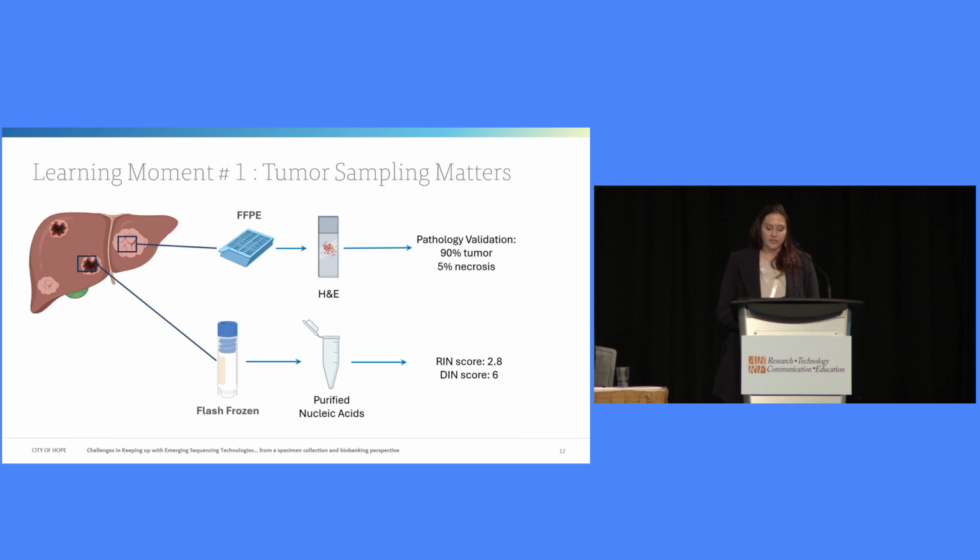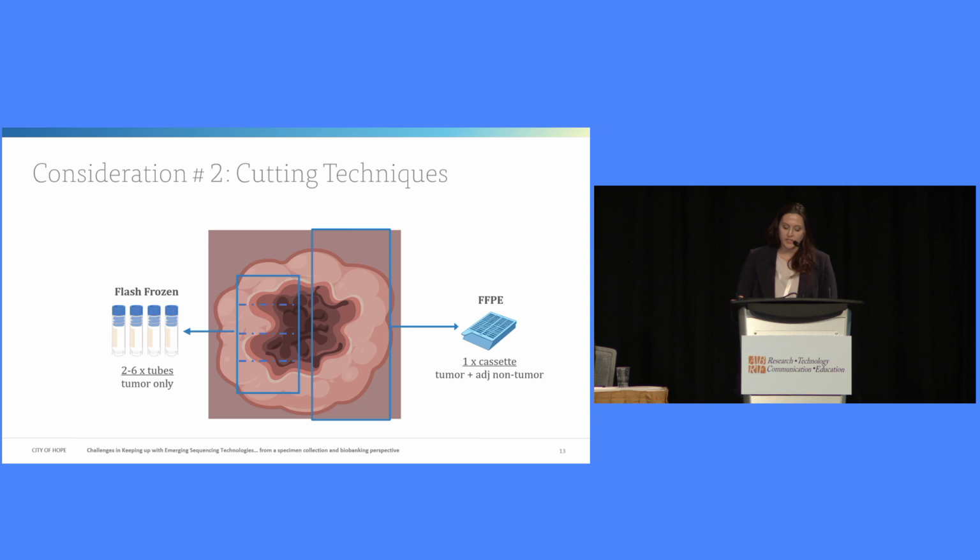So this experience led us to modify our collection logistics, and in consideration of this conundrum, our program has developed a very specific cutting technique that allows us to collect both FFPE and frozen tissue from the same lesion, with the region intended for FFPE immediately adjacent to the flash frozen samples. So this allows us to not only validate our tissue quality, but it also gives us confidence when we're handing out these flash frozen samples 3 years down the line.